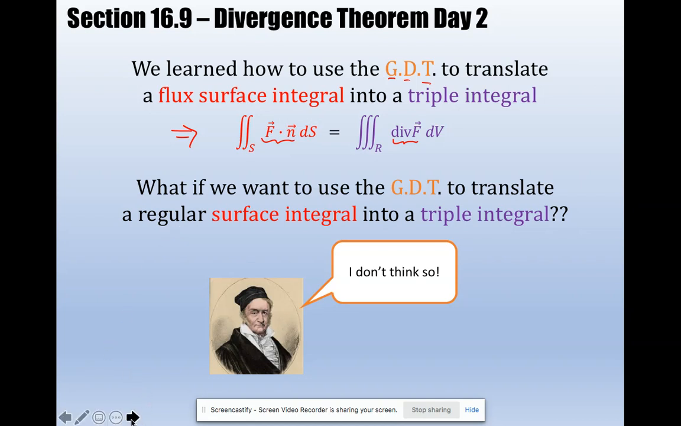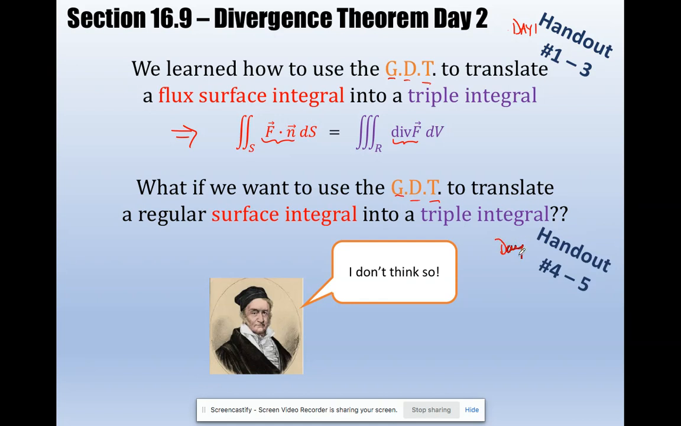So the handout that you have after today's lesson, number 1 through 3, practice what we did on day 1, which is I give you a flux surface integral, you translate it into a triple integral and evaluate. But number 4 and 5 are like this. I give you a regular surface integral and I ask you to do a prequel step so that you can use the Gauss divergence theorem to translate to a triple integral and then evaluate. So this is what we are going to do today.